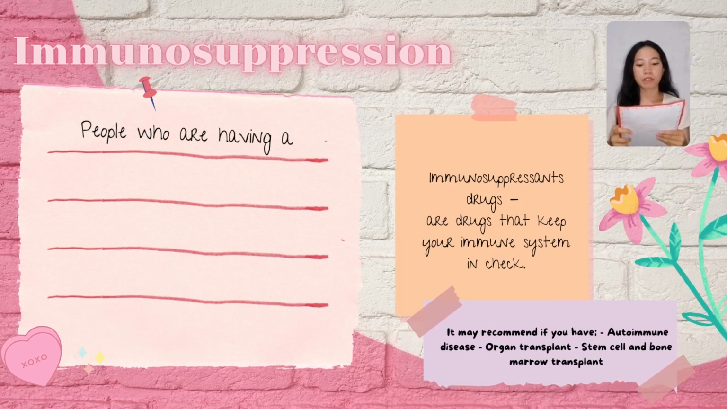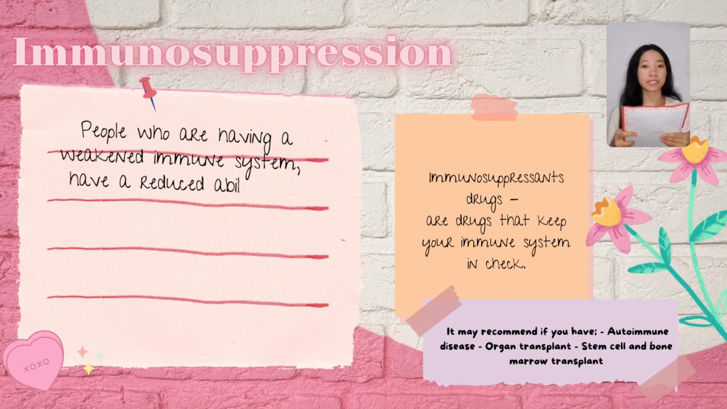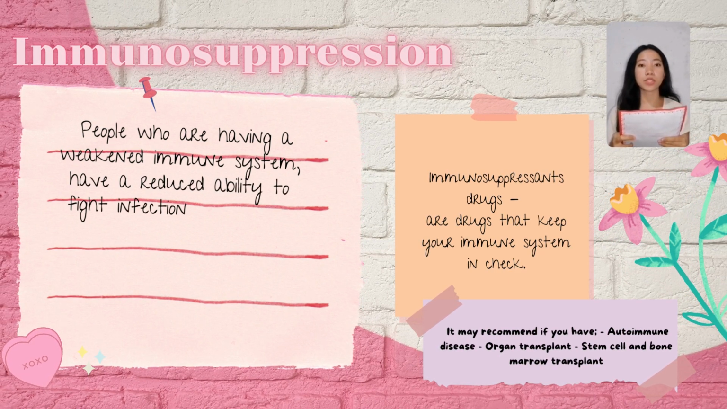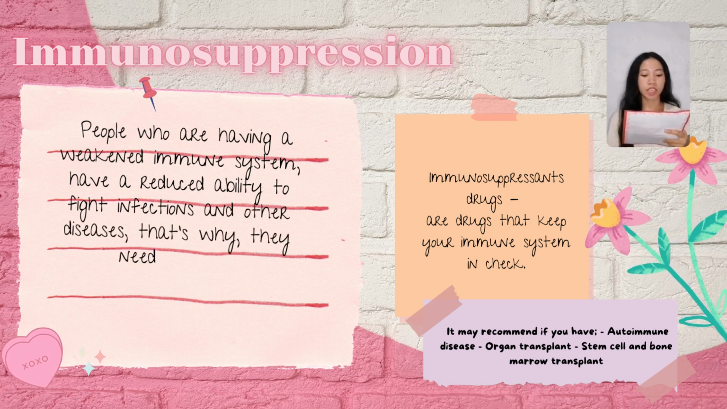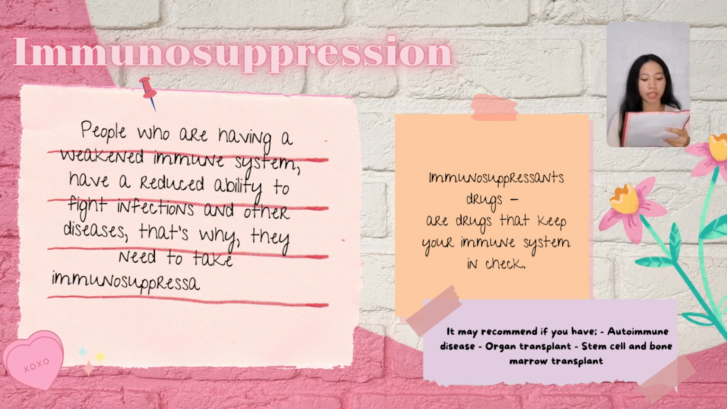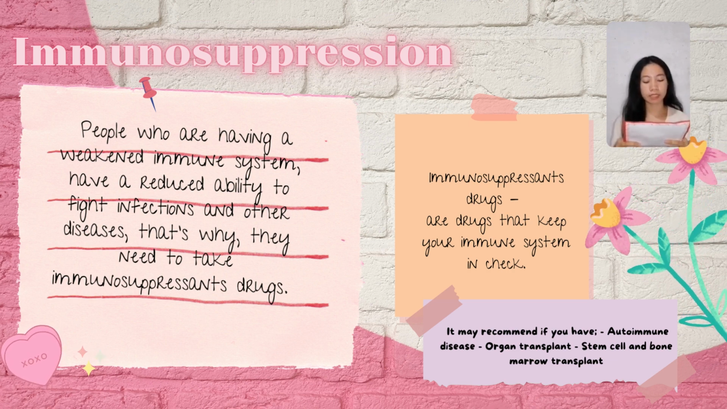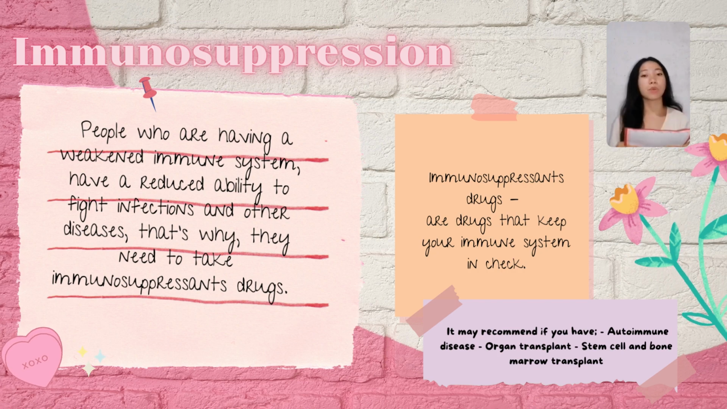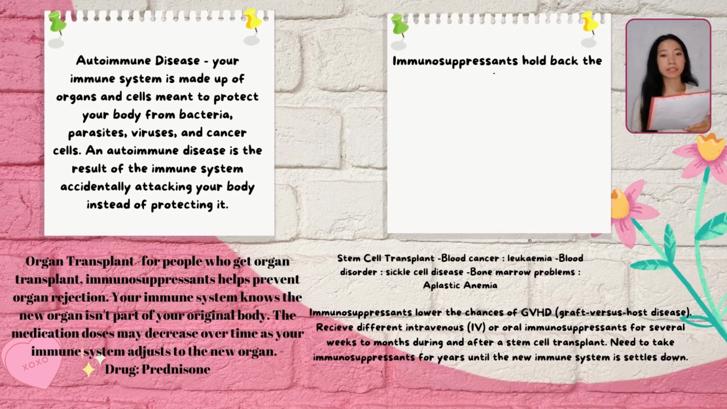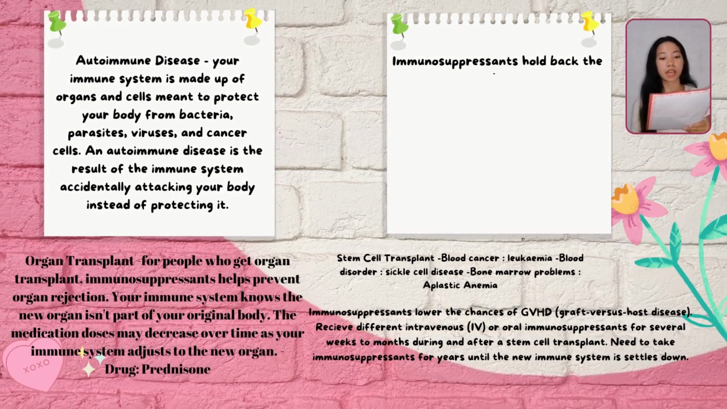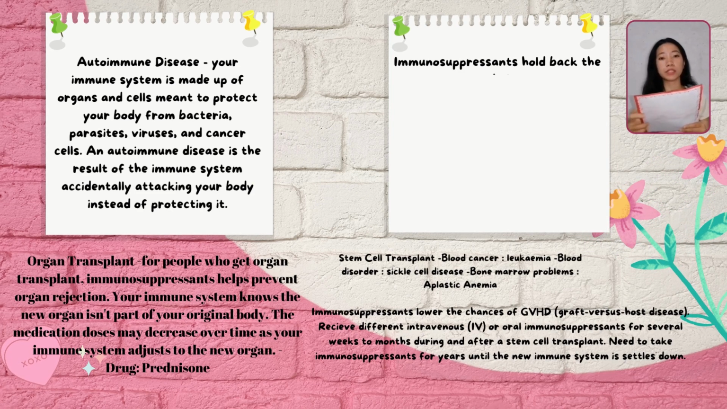Immunosuppression. People who have a weakened immune system have a reduced ability to fight infections and other diseases. That's why you may need immunosuppressant drugs. The immunosuppressant drugs are drugs that keep your immune system in check. They may be recommended if you have an autoimmune disease, organ transplant, stem cell transplant, or bone marrow transplant. Now I will discuss the autoimmune diseases, the organ transplant, stem cell, and bone marrow transplant that are connected to immunosuppressant drugs. So first is the autoimmune diseases.